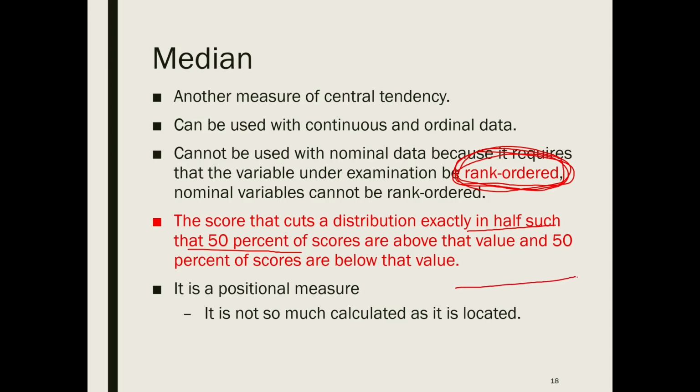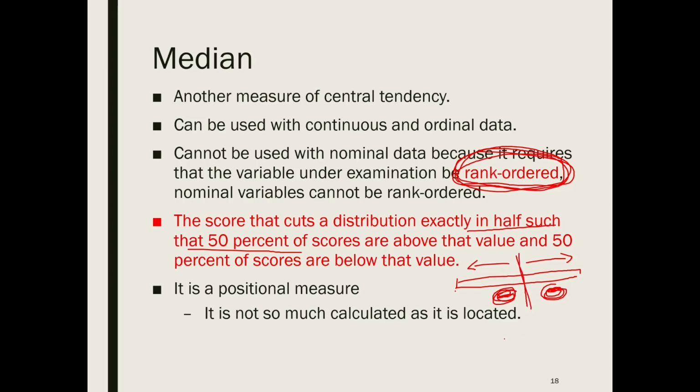So let's say this is the whole data. It cuts the data in the middle. It tells you that 50% of the cases are below this line, and 50% of the things, numbers, people, whatever, are above this line. It's a cut point.